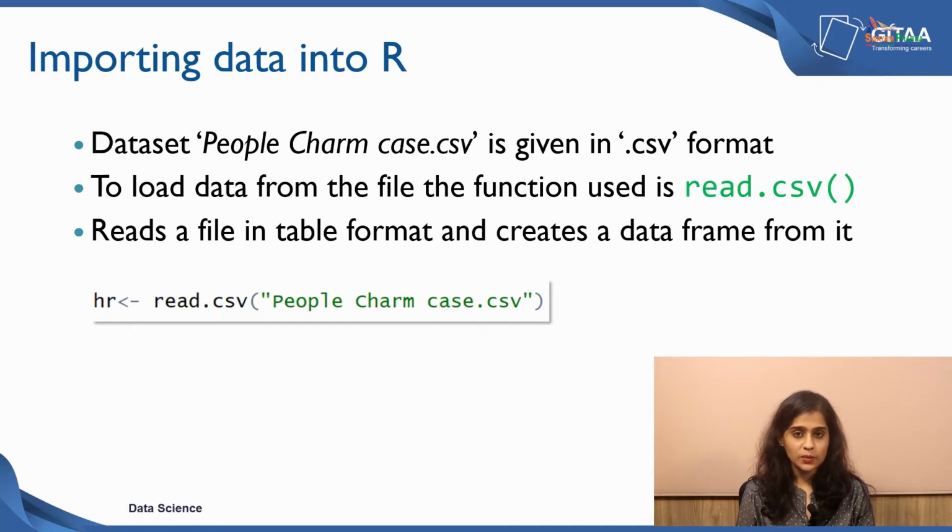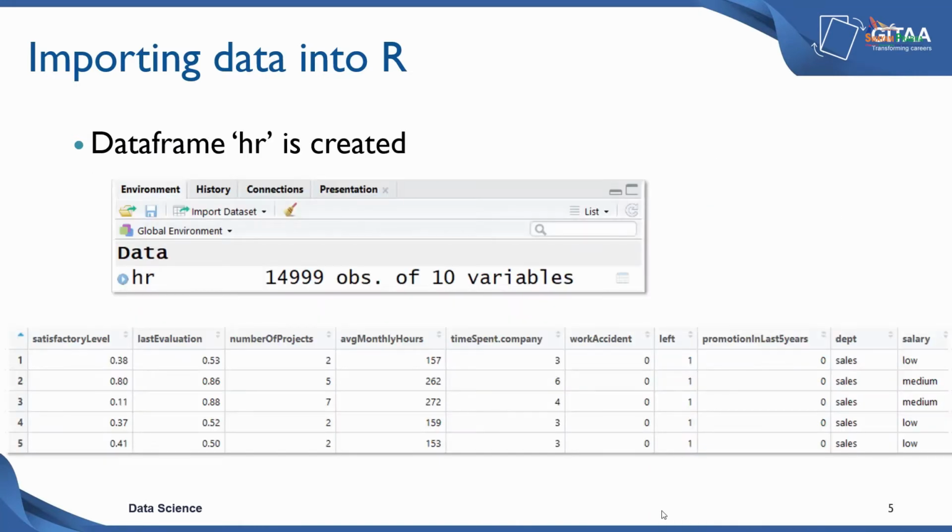Now once you run the function, a data frame is created and saved onto the variable HR. So HR becomes the data frame and you will see that this gets reflected in the environment. So like I said, a data frame with the name HR is created. You can see that there are 14,999 observations. So you have 14,999 records and 10 columns.